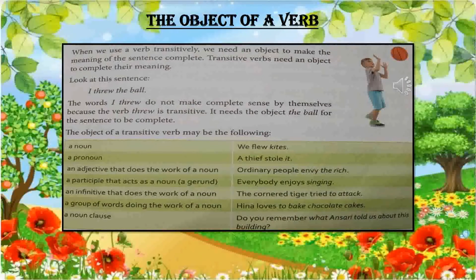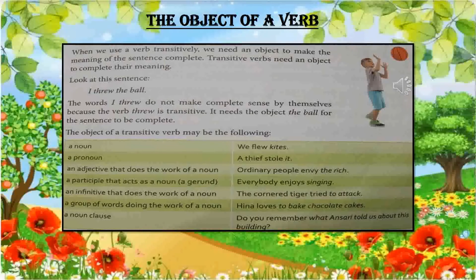Now let us move into a new topic, the object of a verb. When we use a verb transitively, we need an object to make the meaning of the sentence complete. Transitive verbs need an object to complete their meaning. Look into this given example. I threw the ball. Here the verb threw is a transitive verb.